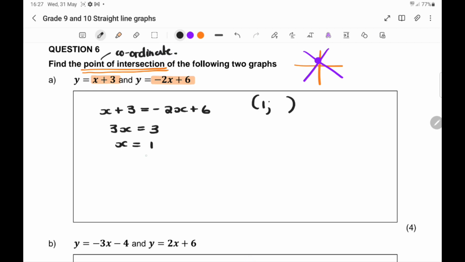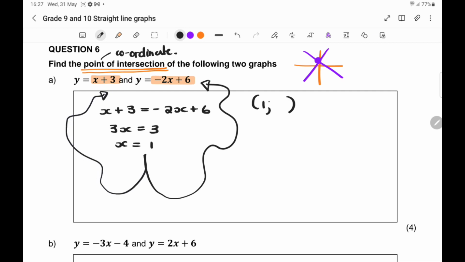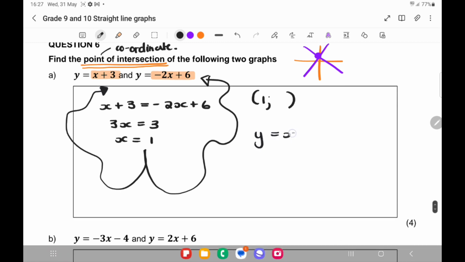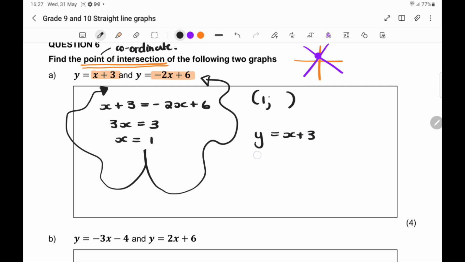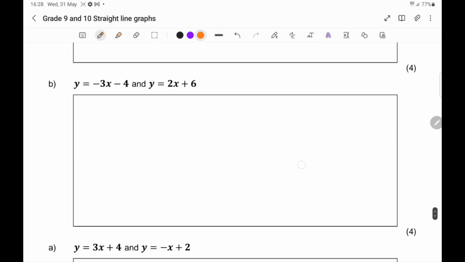How do we get the y part? You take this x is 1 and you replace it into which one? That one, or you can choose the other one. It doesn't matter. I'm going to choose this one because it's nice and easy. So y is equal to x plus 3. We found that x is 1. So y is 4. And there is your point of intersection. All right, very easy peasy.